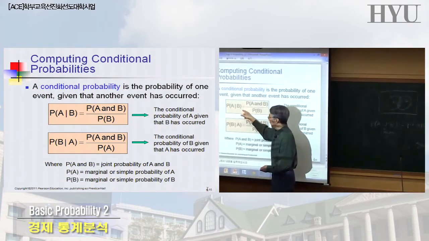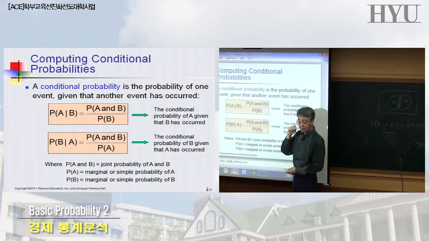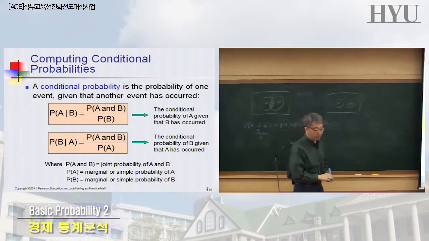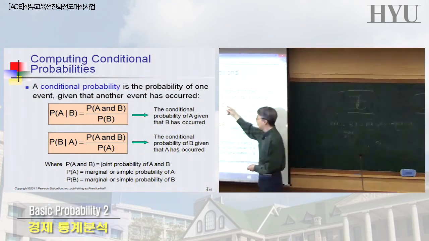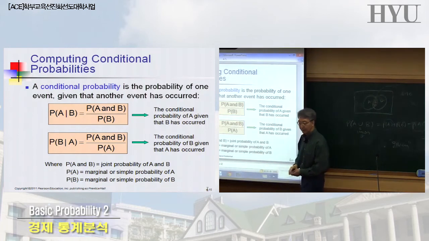And the way we calculate it, we can calculate it by dividing the, what is this? Probability A and B. What kind of probability is that? Joint probability. Very good, right? So we divide the joint probability by probability of B, a simple event. What we call probability of a simple event.